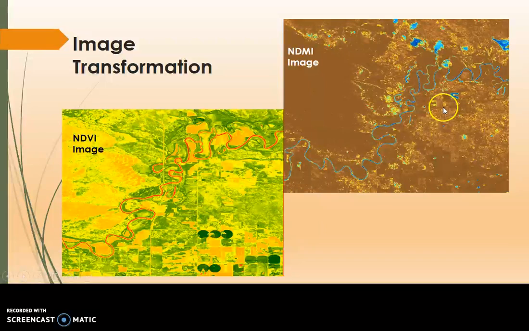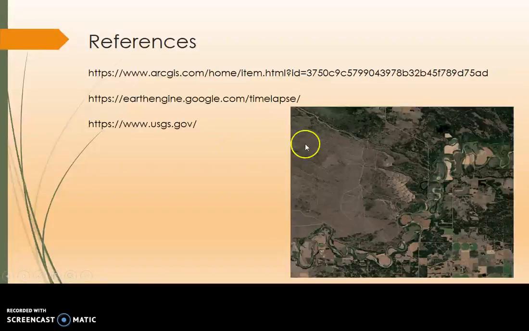My NDMI gave me a moisture index, so it really just highlighted where I'm going to find moisture. In a desert kind of sand situation, you're not going to find very much moisture, which can also be a highlighting feature, so that was an interesting image to look at.